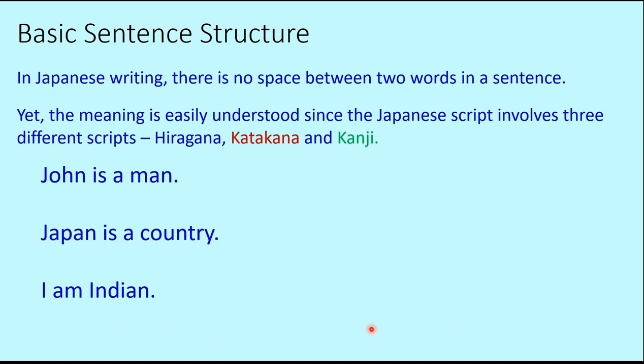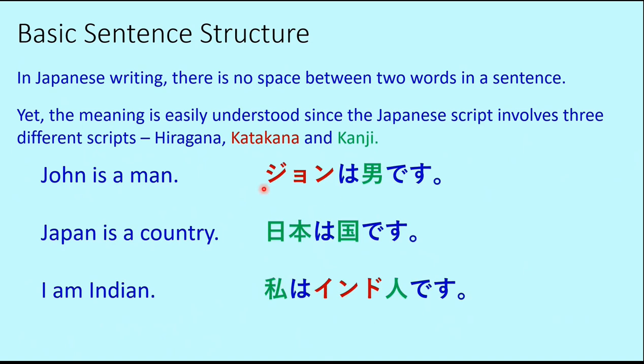The three sentences that we have been discussing in today's lesson are: John is a man, Japan is a country, and I am Indian. So when we write these in Japanese, John wa otoko desu. If you see here, John is written in katakana. This is wa in hiragana. Otoko is kanji. We have done this kanji in one of our kanji lessons, otoko. If you remember, this comes from the rice field and this comes from the energy. So this is the kanji for a man.